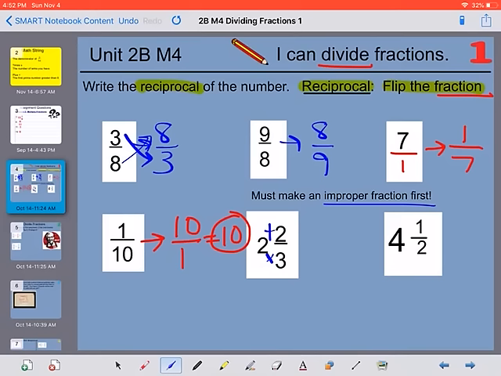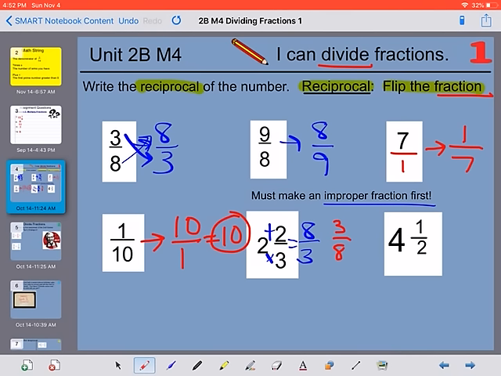And then adding, we have two whole circles or groups that are broken into 3 pieces. 2 times 3 is really 6, so we have 6 pieces plus 2 more gives us 8 pieces, 8/3, so those are really the same. So if we find the reciprocal of 8/3, it would be 3/8.